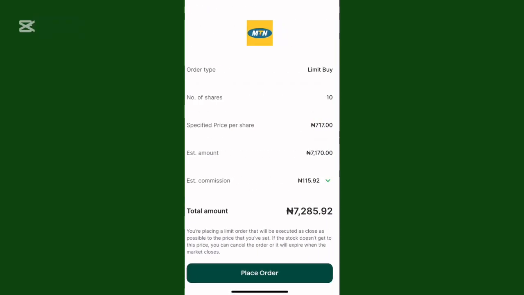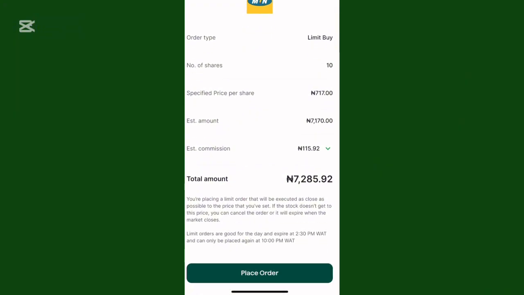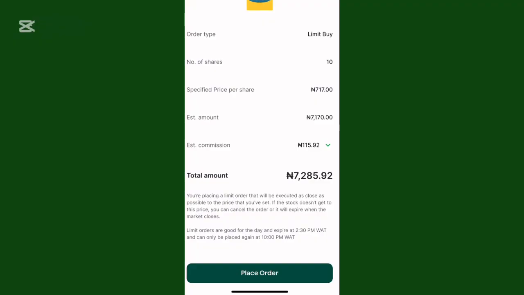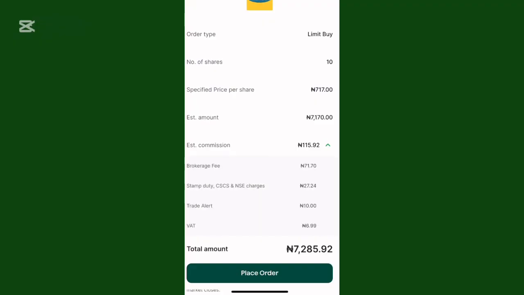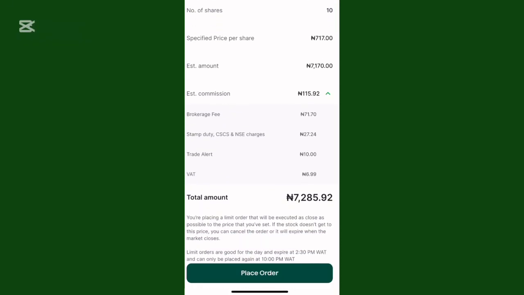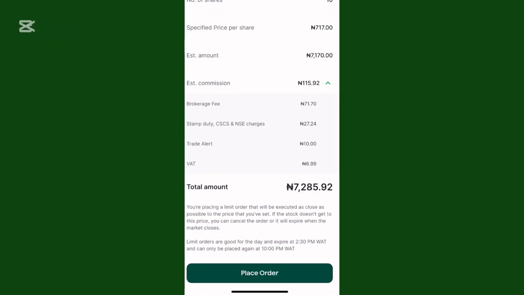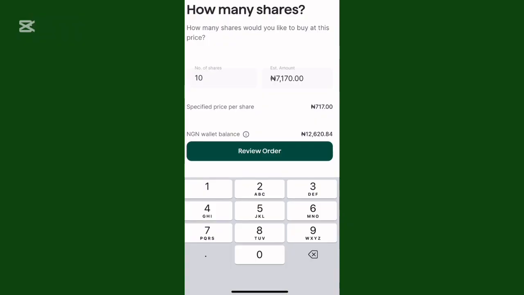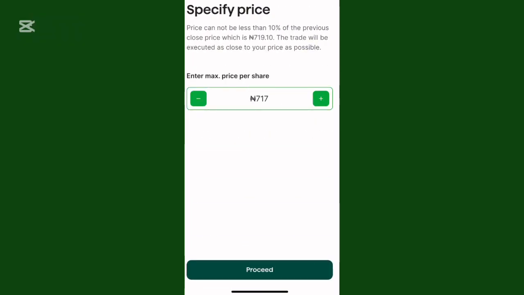Click on review order. It will show you everything, a summary of whatever order you are placing: the number of shares, the specific price per share, estimated amounts for that, and how much they are charging you, brokerage fee, stamp duty, trade alert, and VAT, and how much you are paying. If you are okay with this, you click on place order. But because this is a demo account, I'm not going to click on place order. But once you click on place order, your order will be executed if you find a willing seller at that price. So that is that about how to buy.